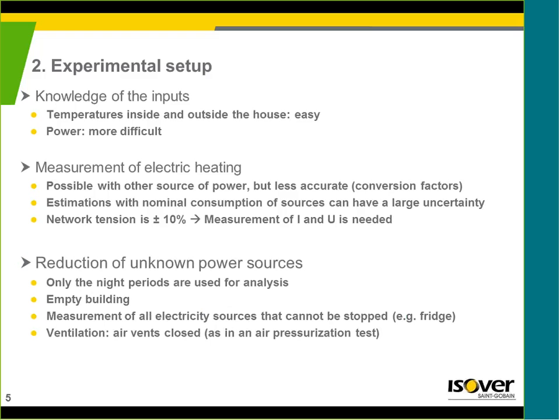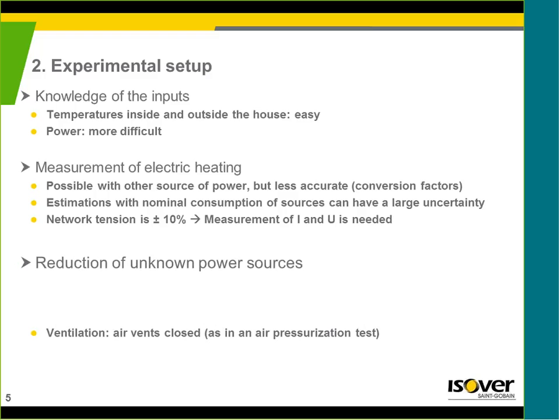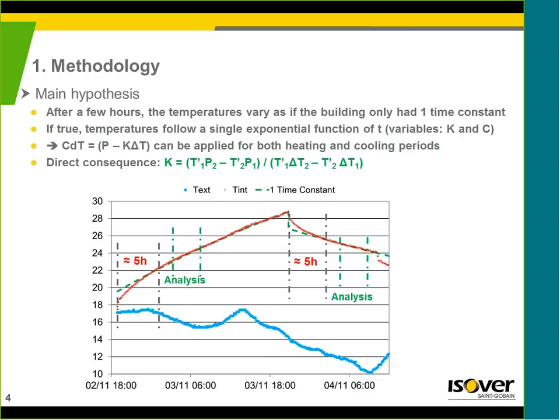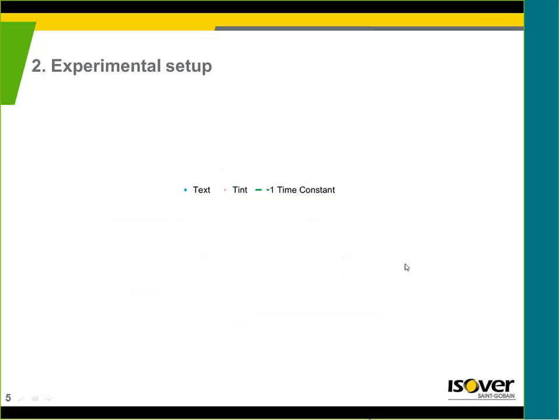The first thing to do is only use the night periods for analysis, and of course, take an empty building. So if we come back to the previous curve, it becomes clearer why we took these periods of analysis. We basically wait for the latest possible time before the start of the day to put an analysis period during the night. Here you are. So this is what we take. Of course, the building is empty.